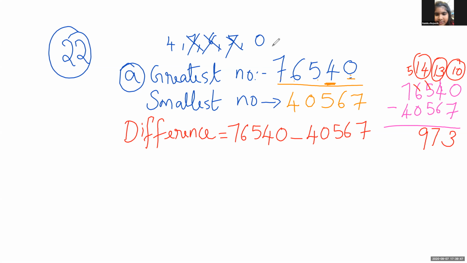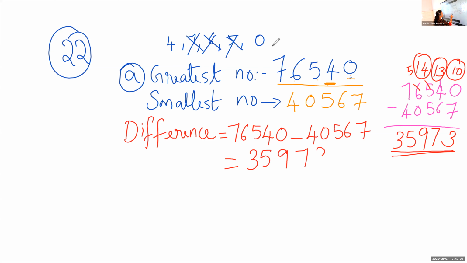So here 5 minus 0 is 5, and 7 minus 4 is 3. So the answer, all of you got this answer. Check whether you got this answer. 3, 5, 9, 7, 3. How to read this number? 35,973.